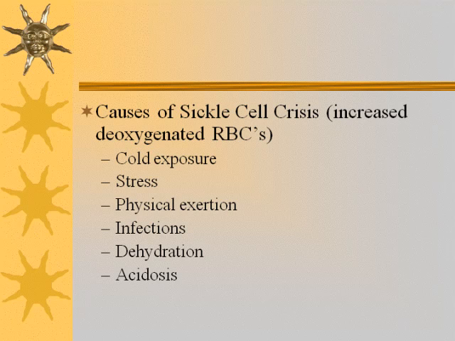So let's talk about what would cause somebody with sickle cell disease to have a crisis. Anything that would cause deoxygenation: exposure to cold weather, stress, physical exertion, certain infections, dehydration, acidosis. All of those things can cause deoxygenation of red blood cells and put a sickle cell patient at risk for having a crisis.